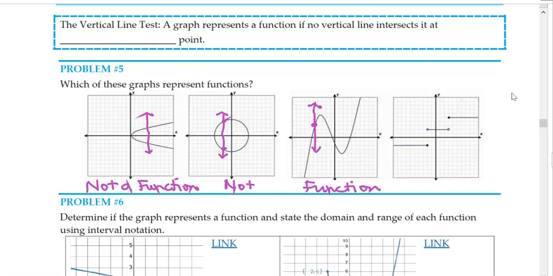All right, and then this last one, sometimes people look at it and go, I'm not quite sure on that. But if you look closely, you can see that we've got some open circles on this graph. We've got an open circle there and an open circle there. So when we're thinking about the vertical line test, it's hitting -2 on this one, but this is an open circle, so it's not hitting there. So it does pass the vertical line test on this one as well. So this one is also a function.